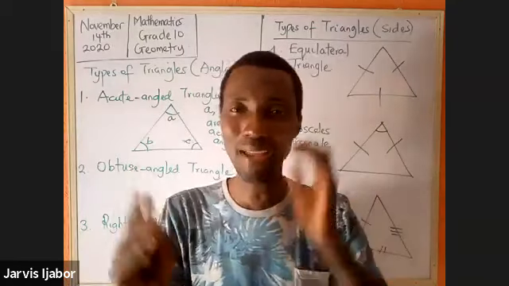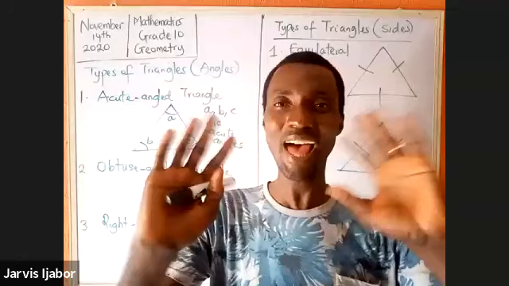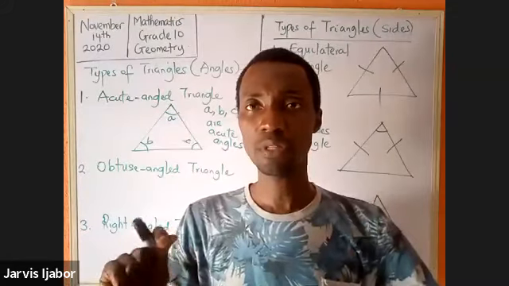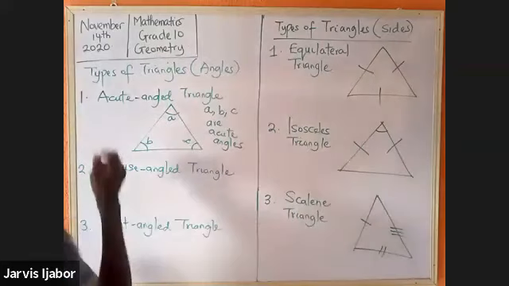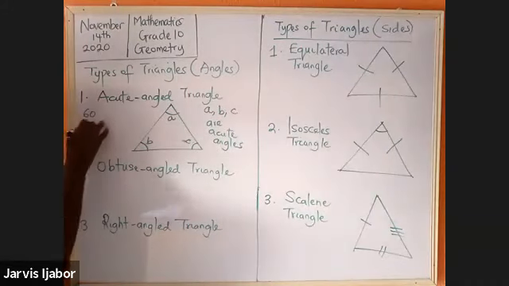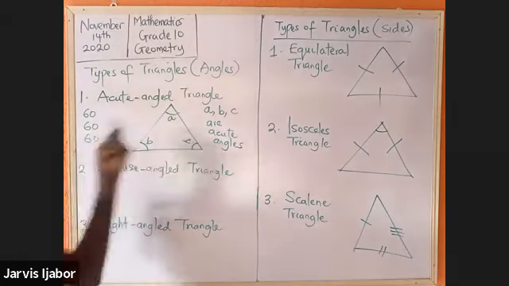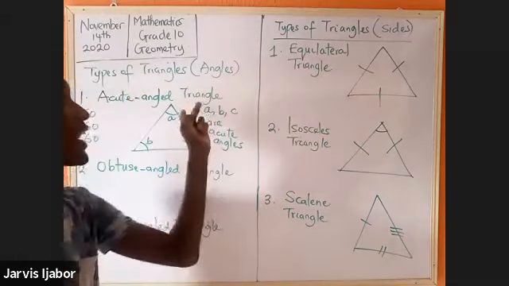However you combine them, maybe we should put a bit of life to what we're talking about. So let's assume I can have 60, 60, 60. These are acute angles now. So it means that an equilateral triangle is actually an acute angle triangle.